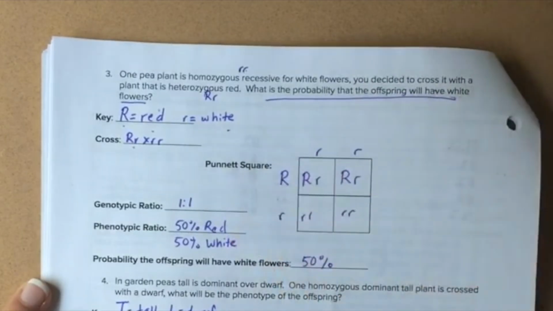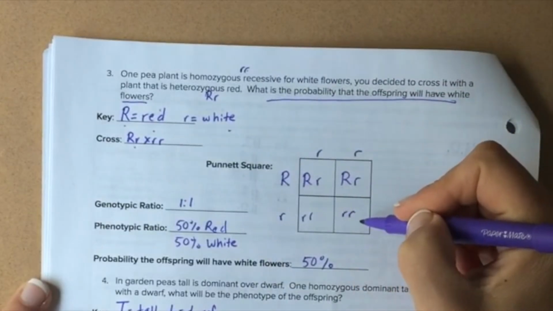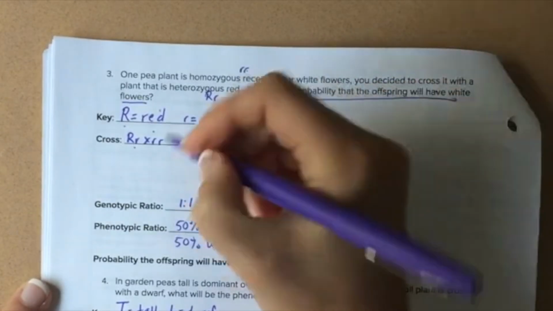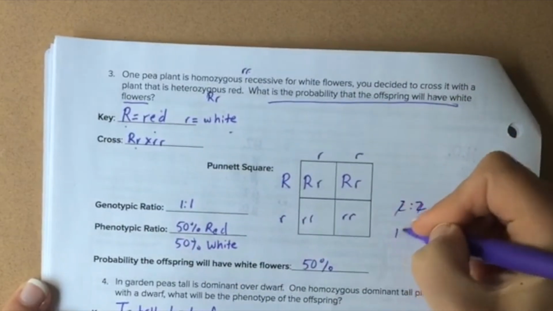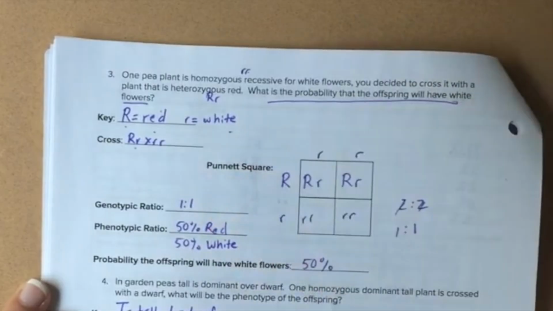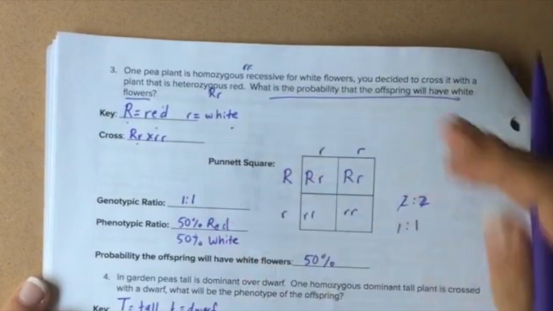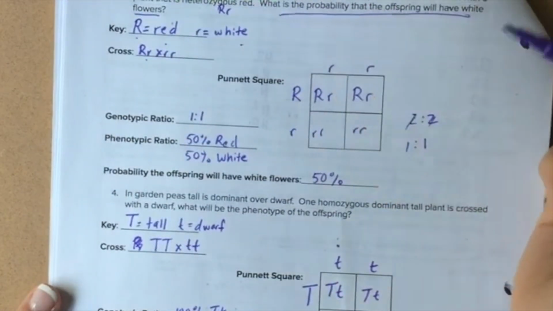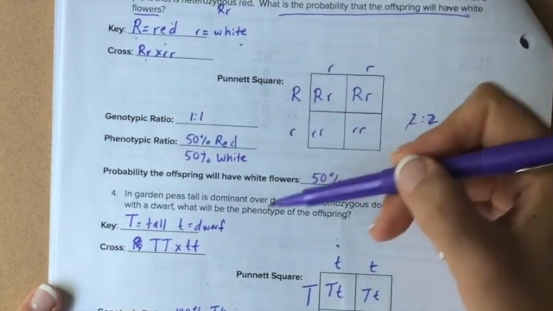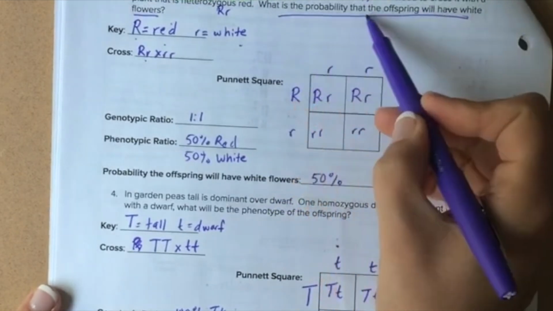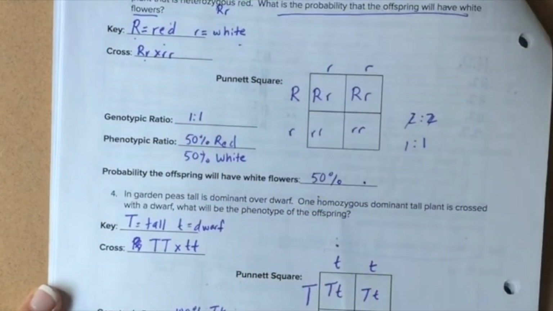Our genotypic ratio, we see we have 2 heterozygous and 2 that are homozygous recessive. So we can say 2 to 2, but we always want to simplify. So 2 to 2 actually simplifies to 1 to 1. So that's what we'll write our genotypic ratio as. Now, if you wrote 2 to 2, it's not wrong technically, but this is better. Now, our phenotypic ratio, again, we have 50% chance of getting red and 50% chance that the offspring will have white flowers. Now, the question here is, what is the probability the offspring will have white flowers? So we need to answer that in the space below, and that is 50%.